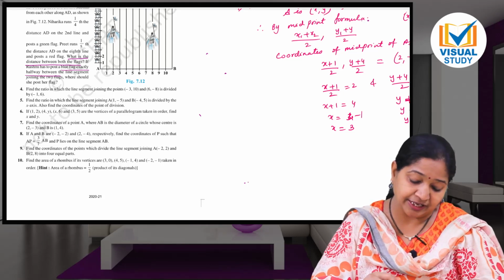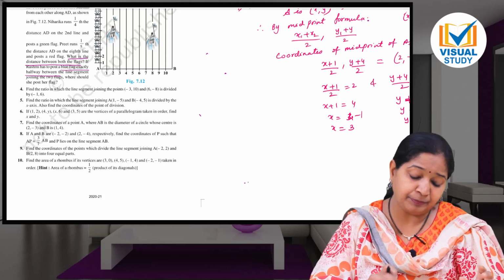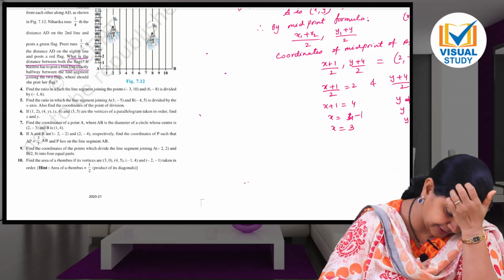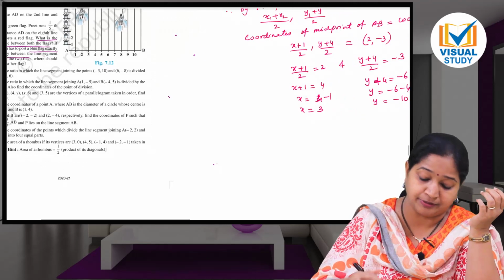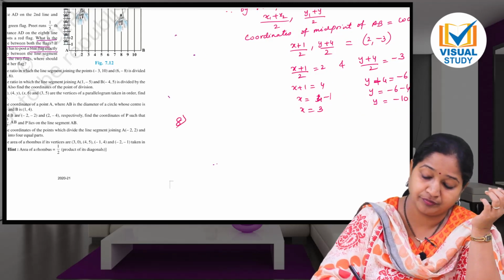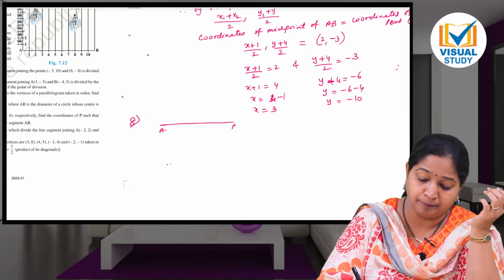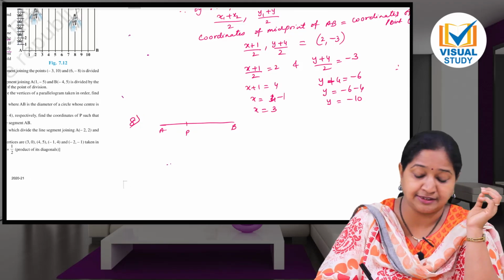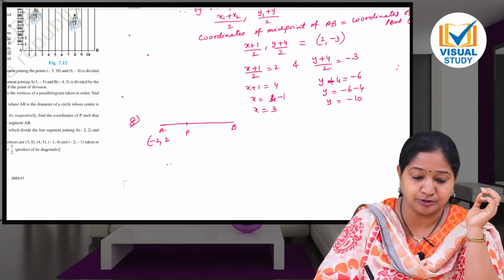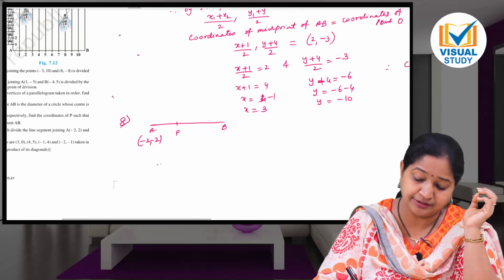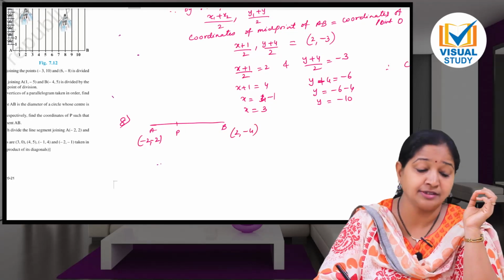It is given that AP is equal to 3 upon 7 times AB, and P lies on the line segment AB. That is A, B, and your P point is lying somewhere here. Your A point is (-2, 2) and B point is (2, -4).